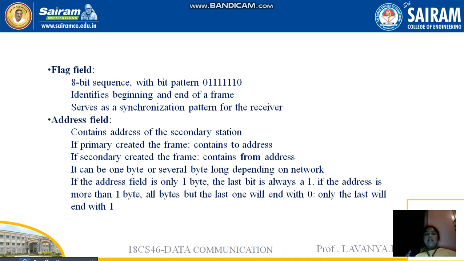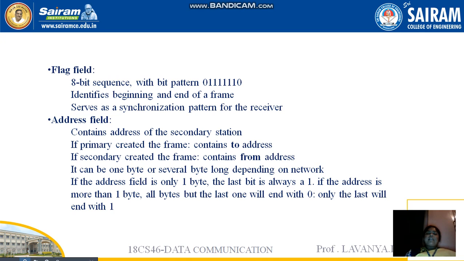And the next one is the address field. The address field contains the address of the secondary station. If the primary creates the frames, that frame is going to contain the to address. It does not contain the from address; it contains the to address, which means the destination address.